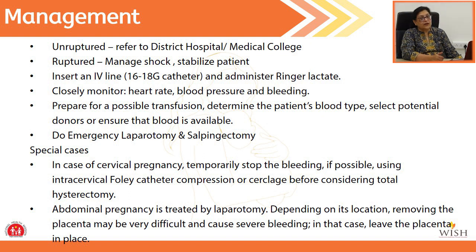Some special cases: if you are in a peripheral center and you have encountered a cervical pregnancy, you can temporarily stop the bleeding by inserting a Foley catheter into the cervix and inflating it, or by tying a tight cerclage round the cervix. If you've encountered an abdominal pregnancy, this also requires a laparotomy. Depending on its location, removing the placenta may be difficult. In that case, you can leave the placenta in situ, clamp the cord as near the placental insertion as possible, and the placenta will then degenerate and be absorbed by autolysis.